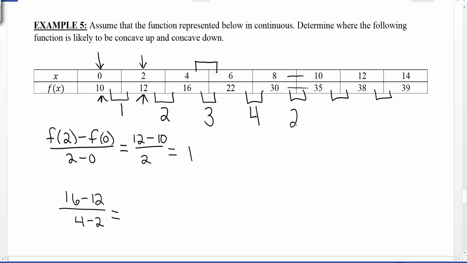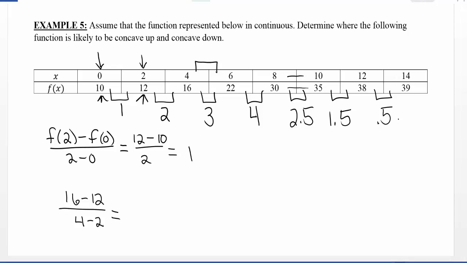5 divided by 2 is 2.5. The average rate of change between 10 and 12 will give me 1.5. And finally, the average rate of change between 12 and 14 will give me 0.5. So what I need to consider, again, is what happens as I move from left to right.